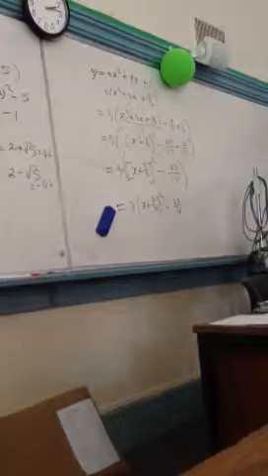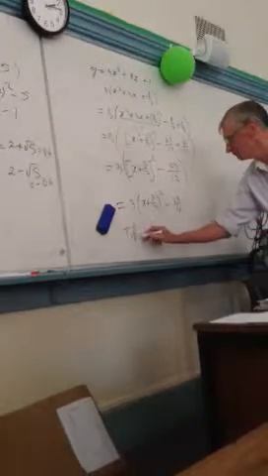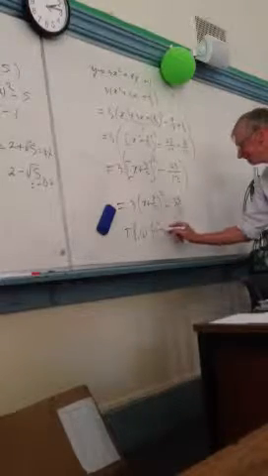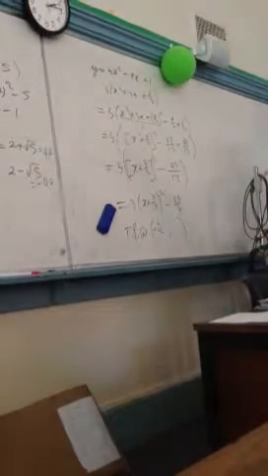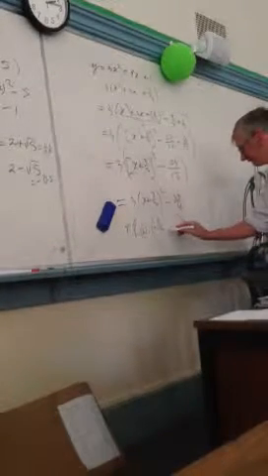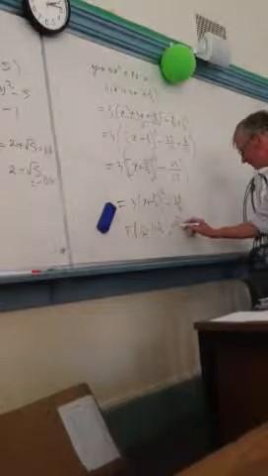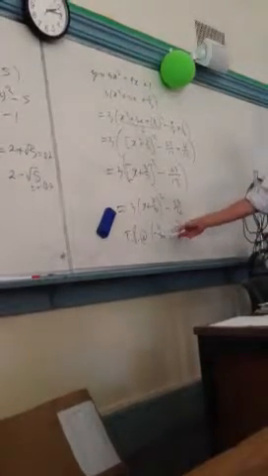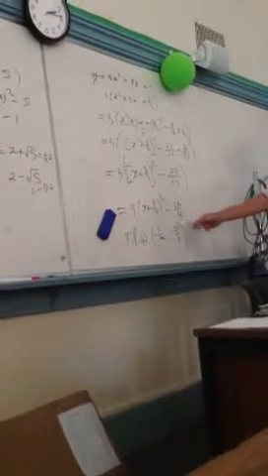And the turning point, who wants to tell me the turning point? Negative 23 over 4. Yep. Negative 23 over 4. Okay, so it's negative 1.5 and negative.